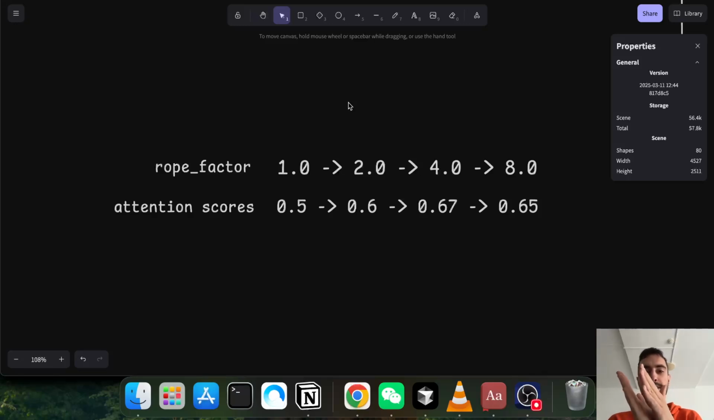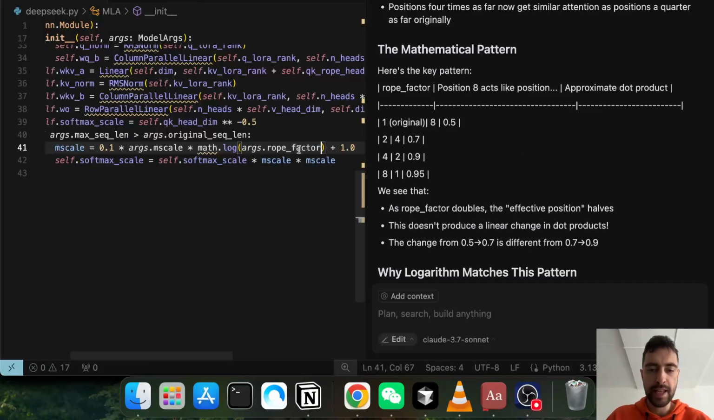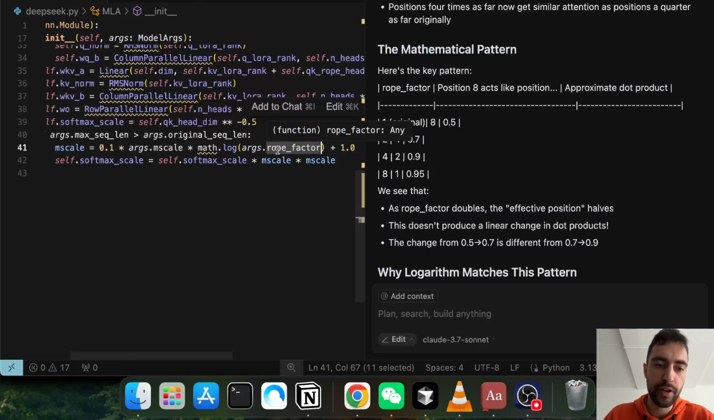And then if you make this distance 2x smaller by extending the context window by 2x, then it will have even smaller impact on the attention score, because the vector moved just a little bit more. So we want to somehow implement this relation in the formula. And it's right here. You take logarithm of rope factor when you are applying a rope factor to scale the softmax scores.